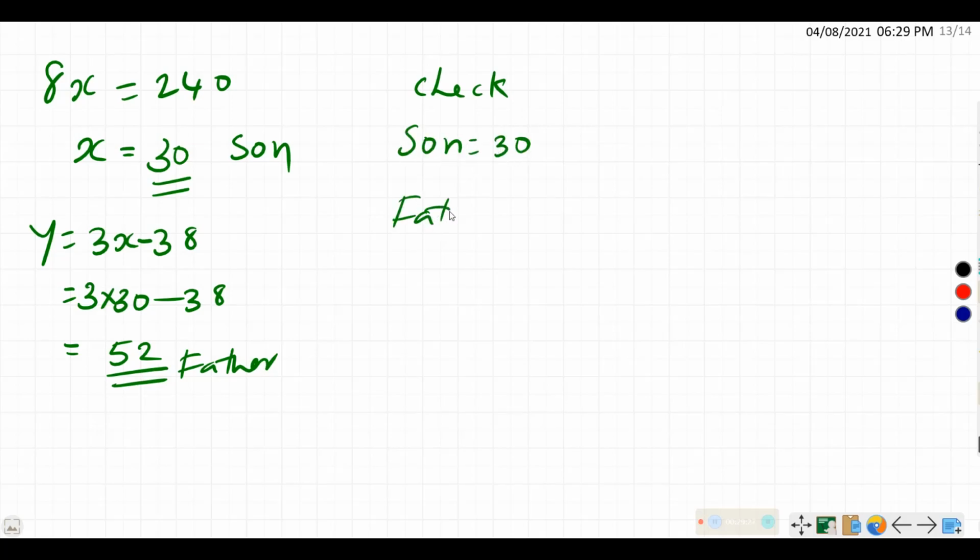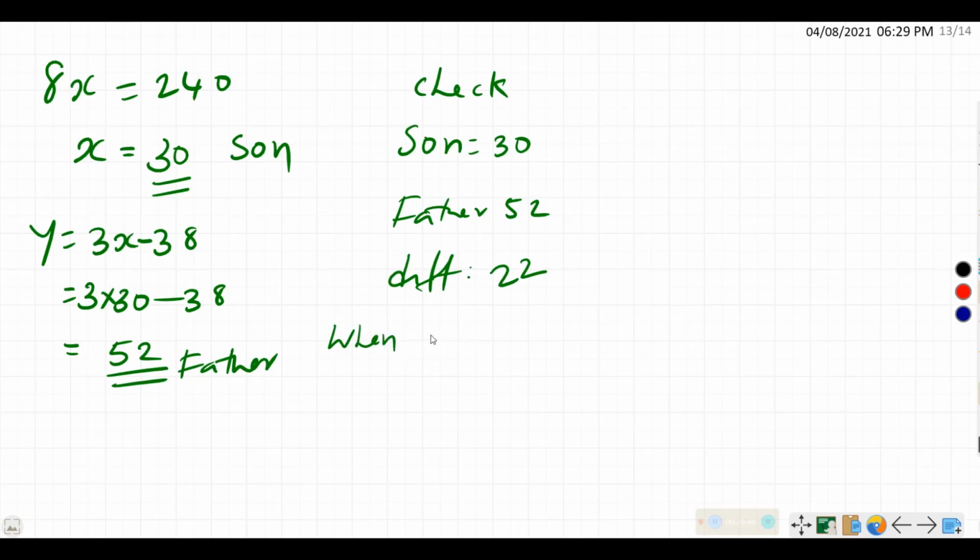You can check the answer if you simply write son's age is 30, father's age is 52 and the difference is 22 years. These are not required in the board exam, but if you have time and want to check whether your answer is correct, you can sit and check. Simply substitute the value and see.